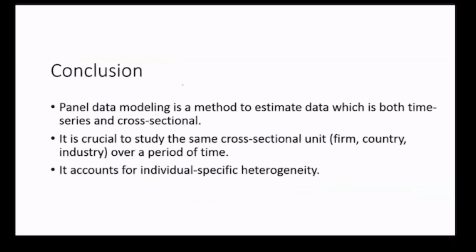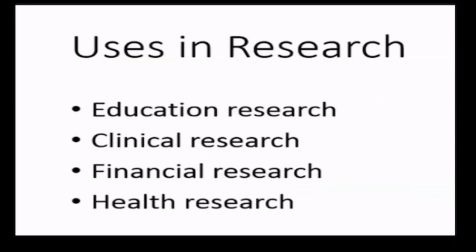Now, what is the conclusion? A panel data model is a method to estimate data which is both time series and cross-sectional. It's very crucial to study the same cross-sectional unit, firm, country, industry, over time, and it accounts for individual-specific heterogeneity, which we call alpha i. Now, uses in research. It's used in education research, like the performance of different schools at different times. That's a panel. In clinical research, where you want to know the performance of a drug across races, that's a panel over time.